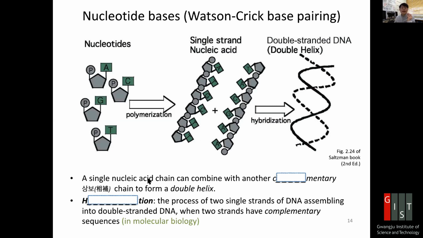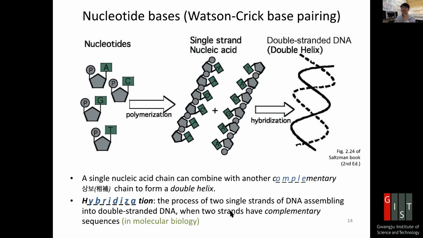And this single nucleic acid chain can combine with another. So complementary means A always goes to T, G always goes to C, and vice versa, to form a double helix. And this process of 2 single strands of DNA assembling into a double-stranded DNA is called hybridization, and in molecular biology, DNA hybridization happens when these 2 strands have complementary sequences.